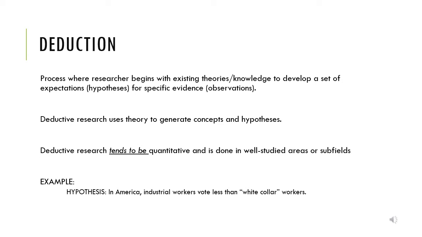So an example of this would be the hypothesis that you see in America, industrial workers vote less than white-collar workers. So this is actually a pattern that has been established time and time again, especially within the area and discipline of political science when looking at voting patterns and trends in voter turnout. So there are a lot of theories and ideas that can explain why it would be that industrial workers or blue-collar workers vote less than white-collar workers.